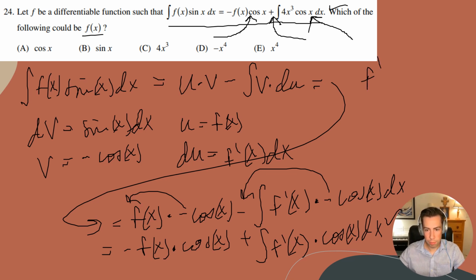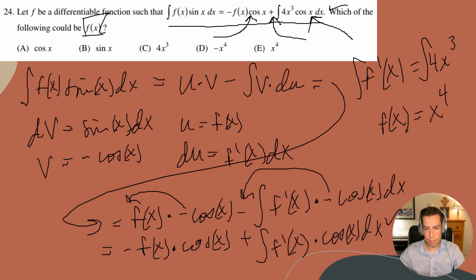So I now know that f prime of x has to be equal to 4x cubed. And the way that I can figure out f of x is actually by taking the integral of both sides. So if I do that, and I use my integration rules, or I should say the reverse power rule, then I know that this is simply x to the fourth. So that is going to be answer choice E.